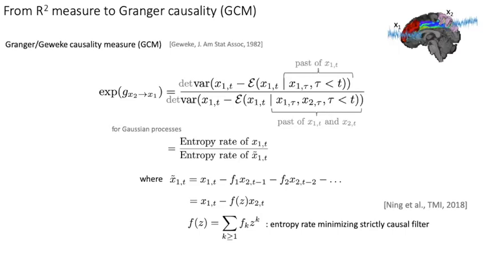It's kind of a ratio of two variances. But x1 tilde t is a random process defined by x1t minus some function of x2t. It's very similar to the static filter that we saw before, but here it's a really causal filter that minimizes the entropy rate of x1 tilde t. So now if we put it this way, everything seems trivial, but actually this is not really the way that Granger or Geweke defined their causality measure.